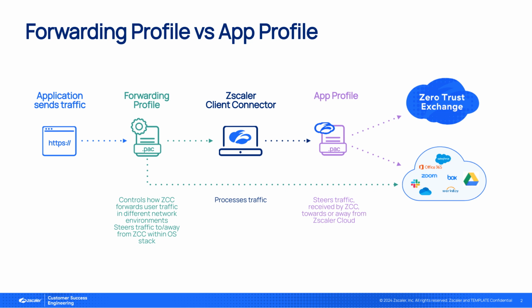Trust Exchange. As an example, the forwarding profile is where you would define trusted network criteria, which ZCC will use to determine whether or not it is on a trusted network, and where it will make the decision of which forwarding method to use. Let's start by taking a deeper look at the forwarding profile.